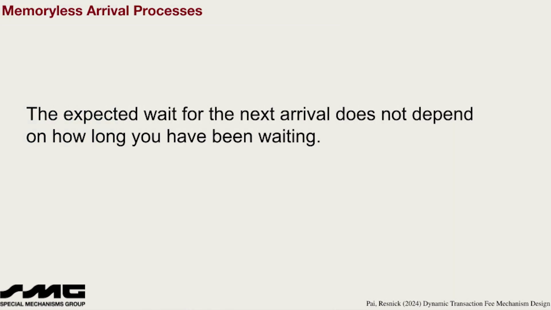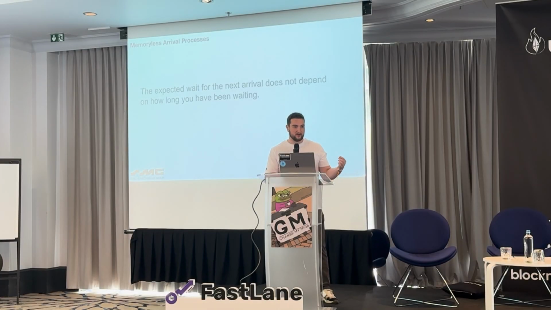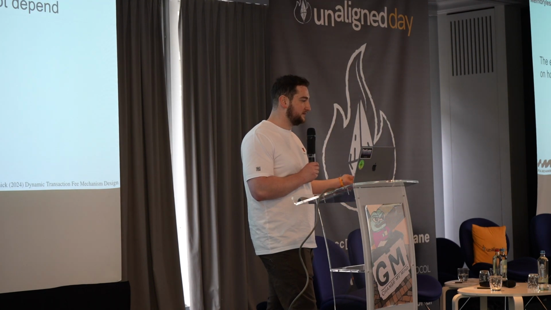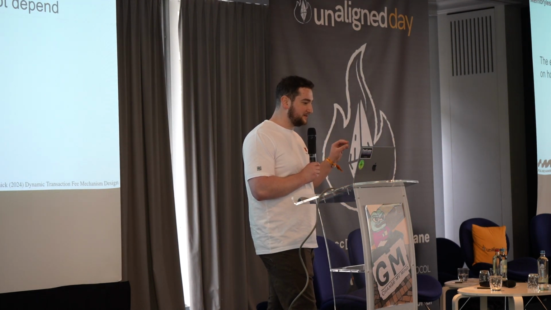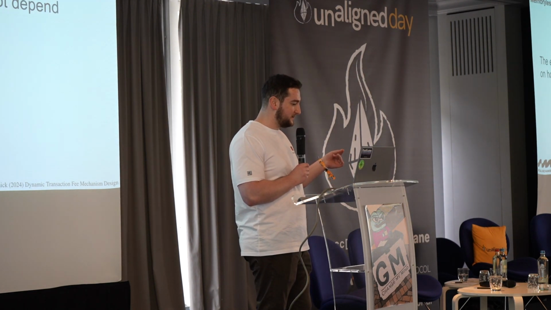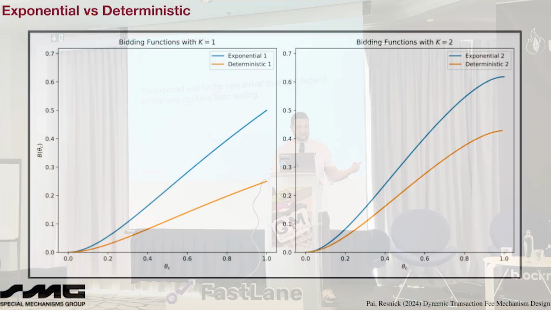The key thing about this exponential distribution is that the expected wait for the next arrival doesn't depend on how long you've been waiting. So when you go to get into a Bitcoin block, it doesn't matter how long you've been waiting, other than a few minor concerns about selfish mining. Without selfish mining, it basically doesn't matter how long you've been waiting. You're still expected to wait 10 minutes for the next block.